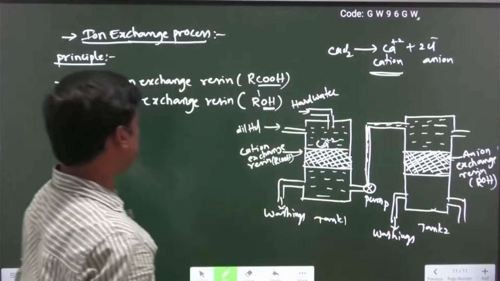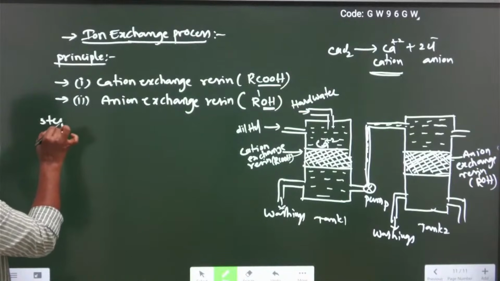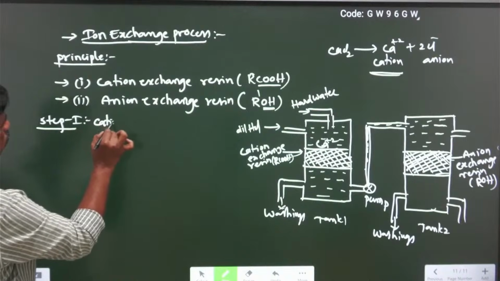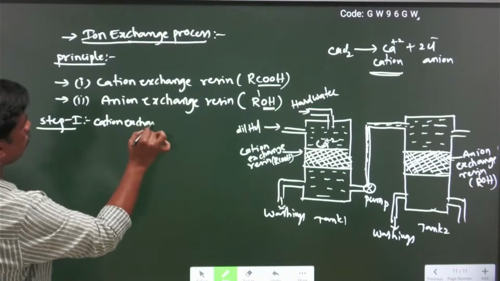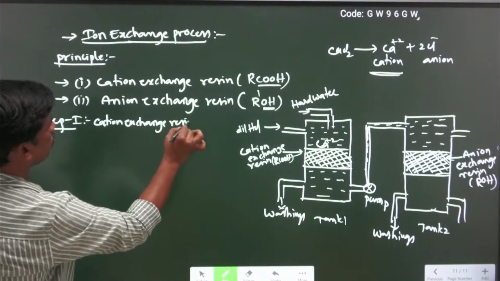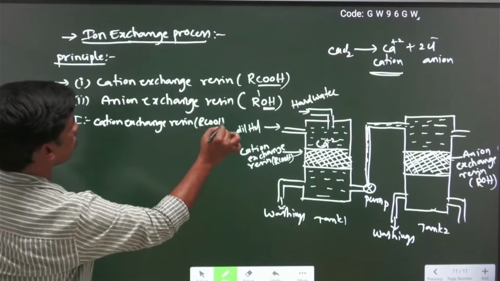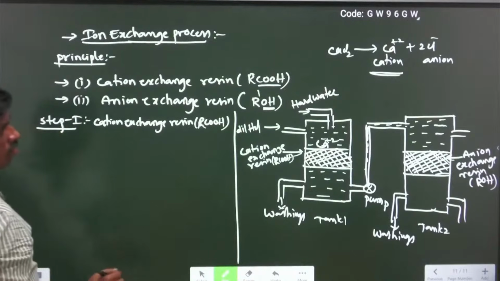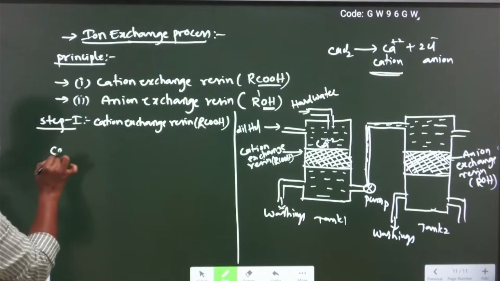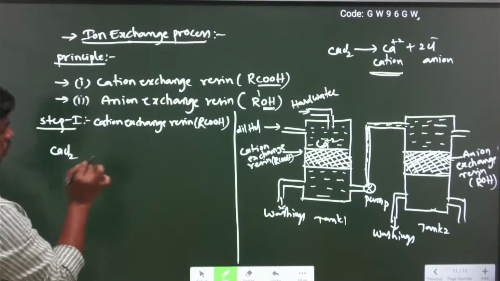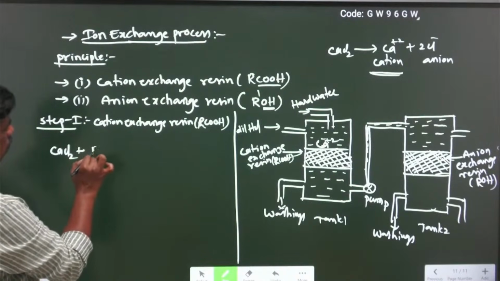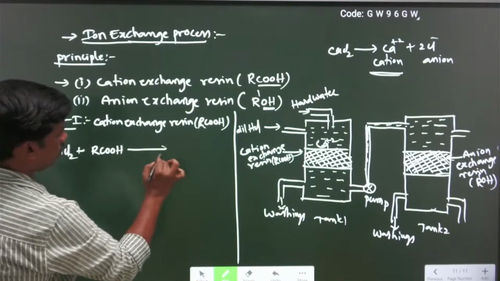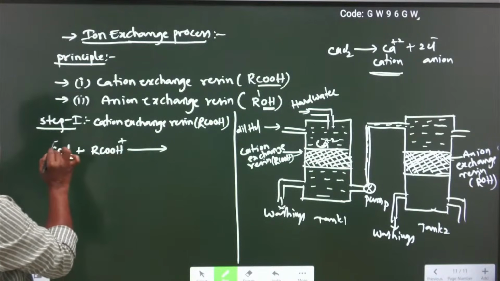This is the first step. Step 1: cation exchange resin or RCOOH. This is the diagram. Whenever calcium chloride is present in water, it combines with RCOOH, the cationic exchanging resin. Here the cations are H plus, and here calcium plus 2.